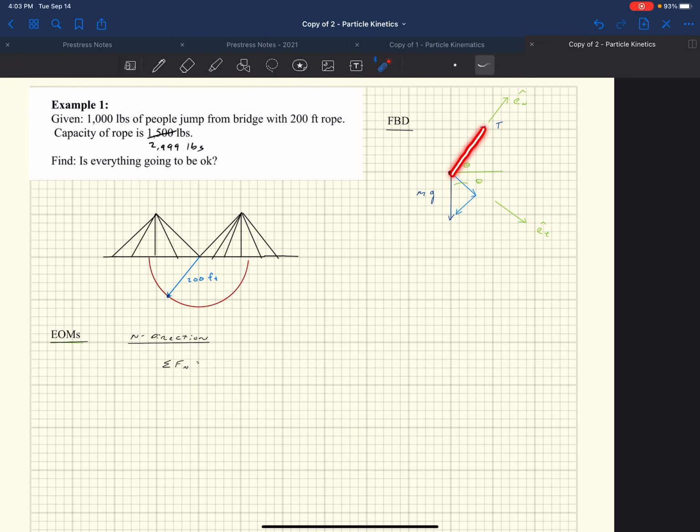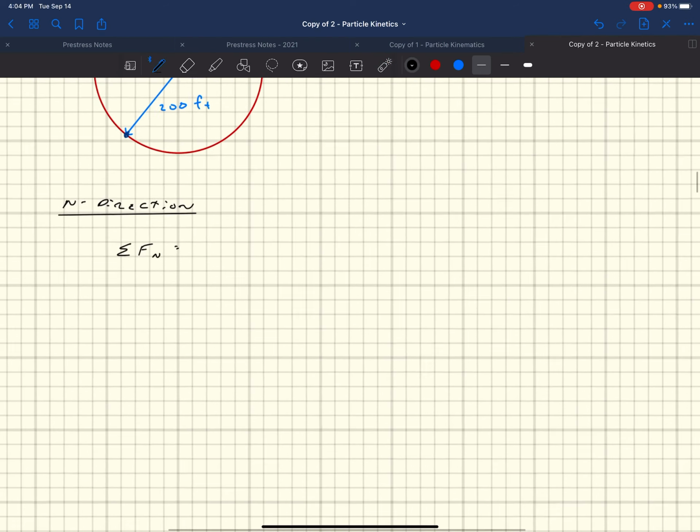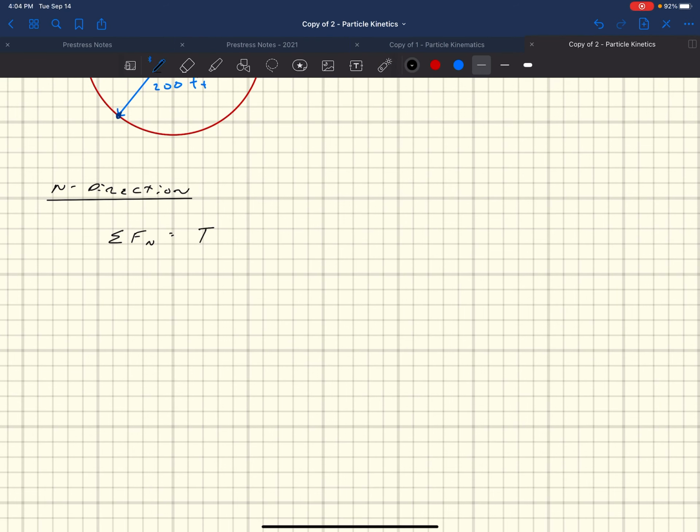Well, T is going in the positive n direction, and then mg sine theta is going in the negative n direction. Right? So this is going in the positive direction. This part is going in the negative direction. So then that's what we write down here. We write T minus mg sine theta. That's equal to m a_n, which is either equal to m v squared over rho or m r omega squared, either form.